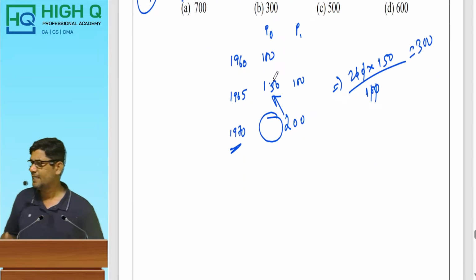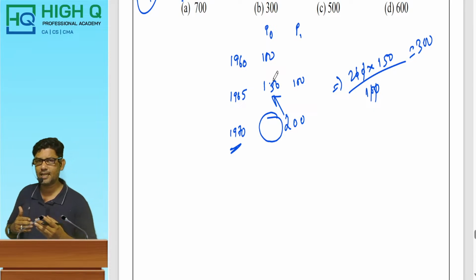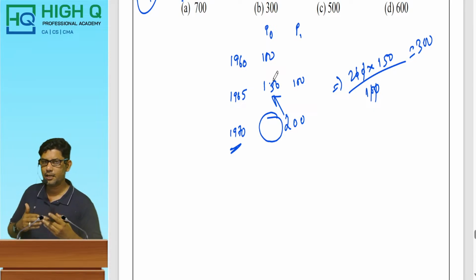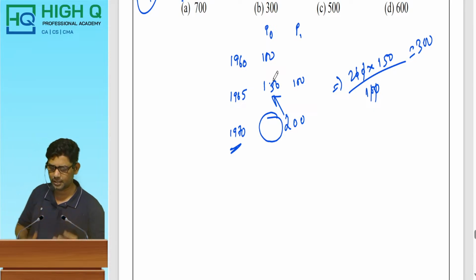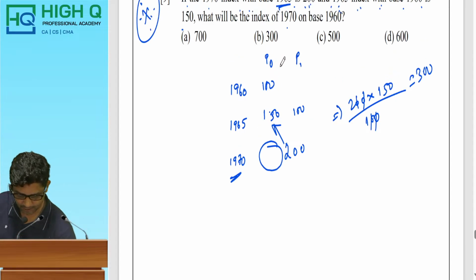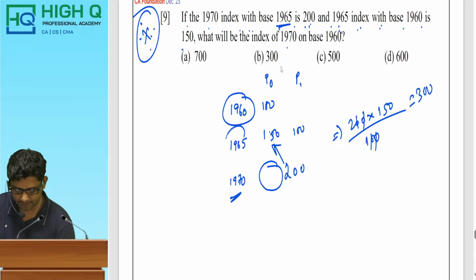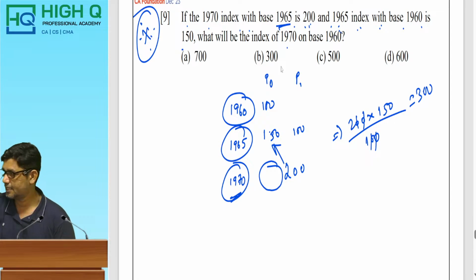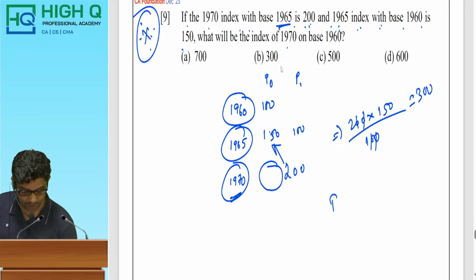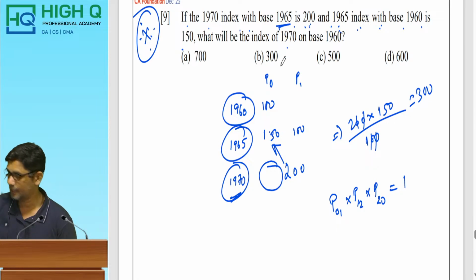Listen here. Is it as good as circular test? I'll tell you why it is circular test. There are 3 years. Am I right? It is P01 into P12 into P20 is equal to 1. They ask you to find out this.